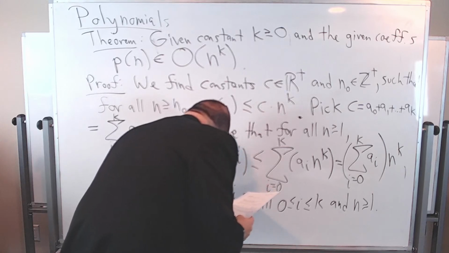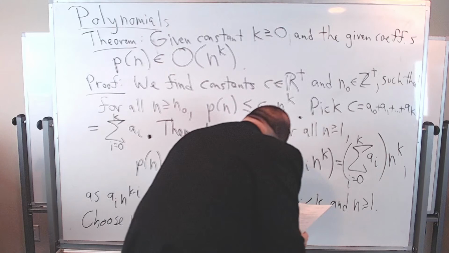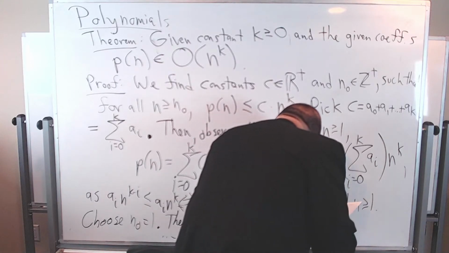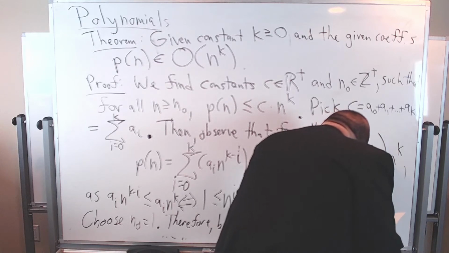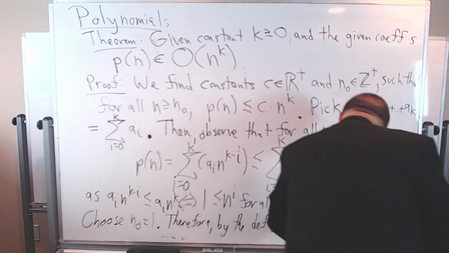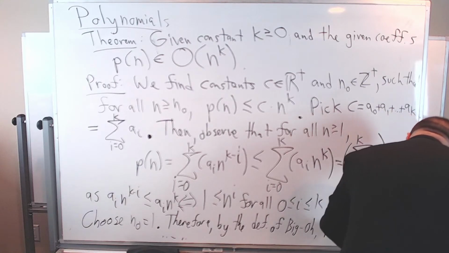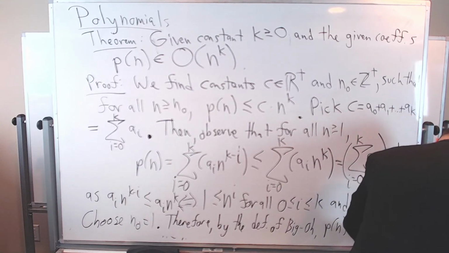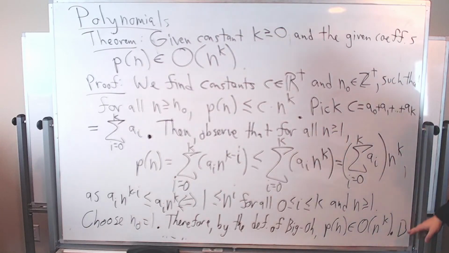Therefore, by the definition of big O, P is big O of n to the k. And we're done. By the way, you've been noticing I've been drawing boxes. That one's kind of melted in the microwave. But this is to signify the end of a proof.